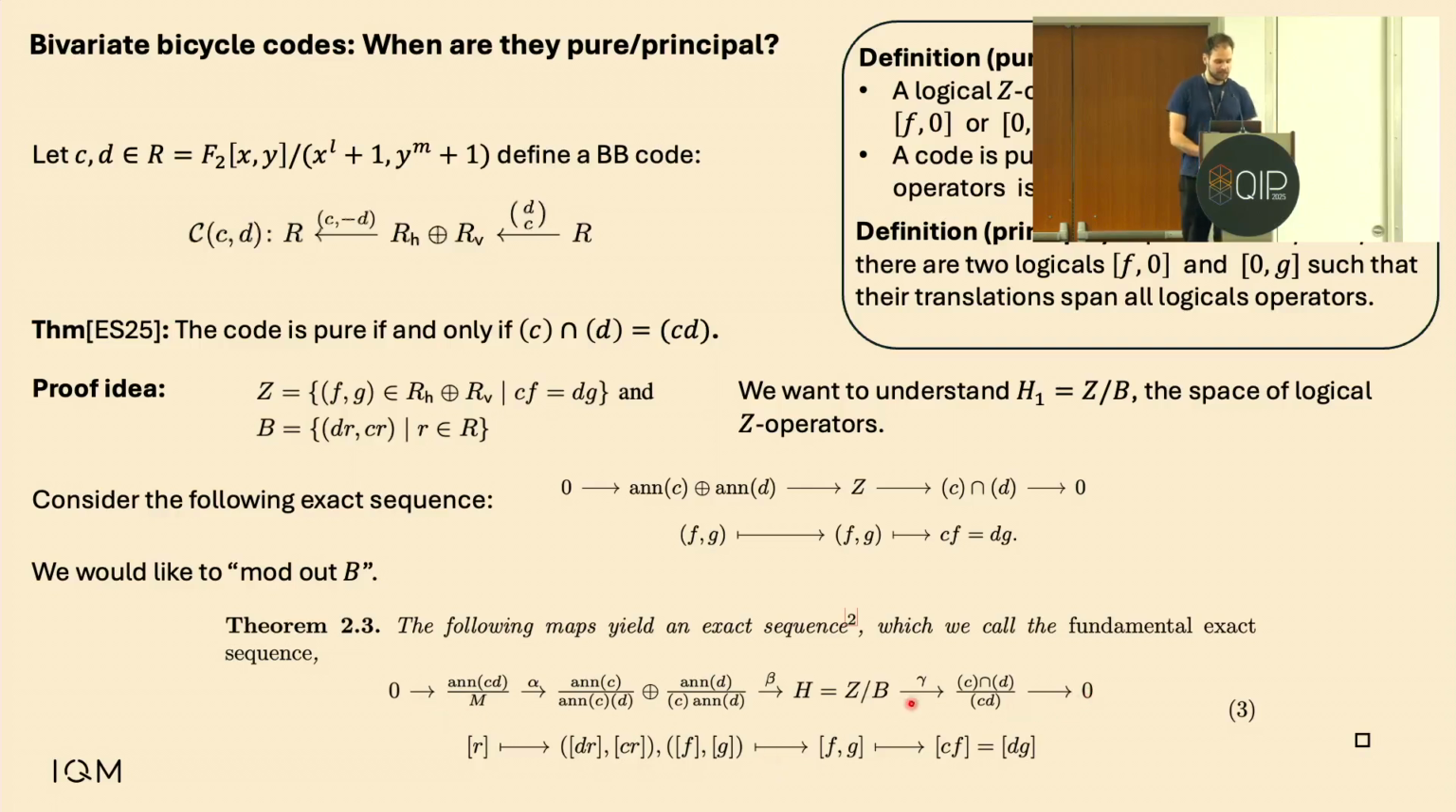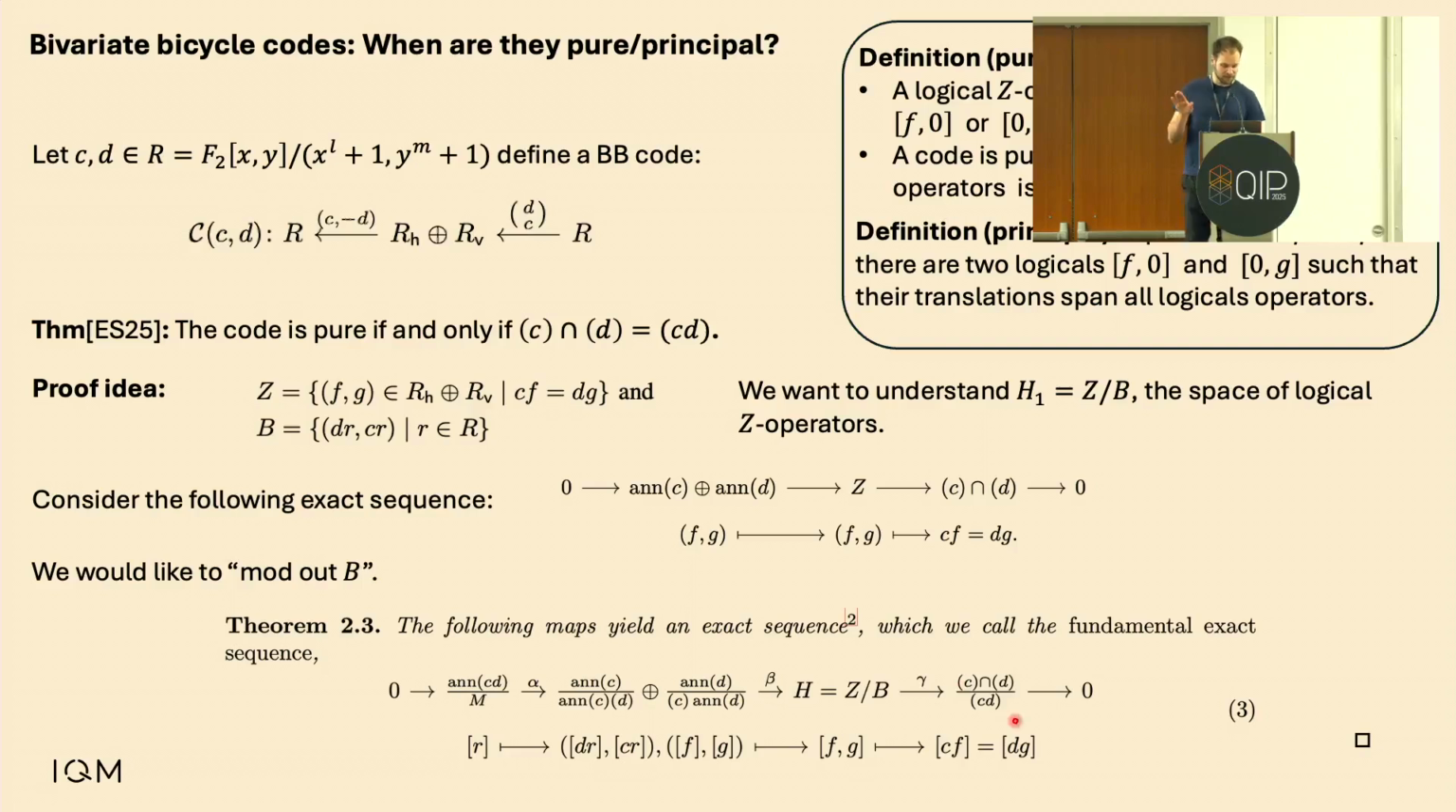But you can see that now we have here the space of logical Z operators, Z modulo B. And when you look at this, this here is really describing the pure logical operators. So basically, we need this map beta here to be surjective in order for everything to be pure. And if you know about exact sequences, then you know for this to be surjective, this space here needs to be 0. So we have the ideal identity.